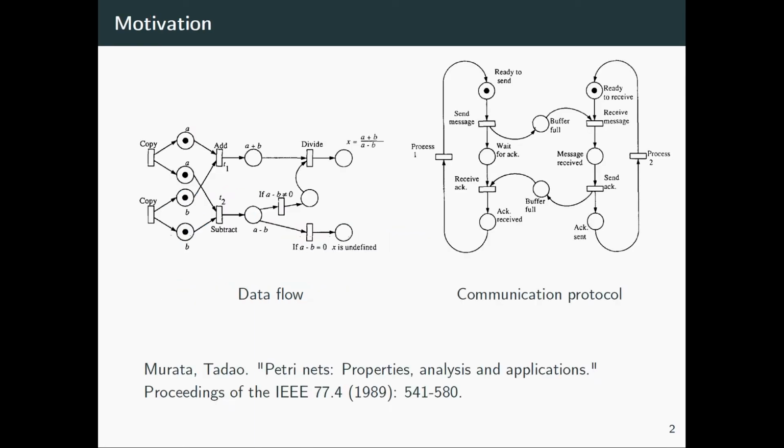Petri nets are widely used for the representation of concurrent behaviors. Among these, we can find the representation of data flows in high-level synthesis, like we can see in the left image, and the representation of communication protocols, like in the example on the right. These are only a part of possible Petri net applications.